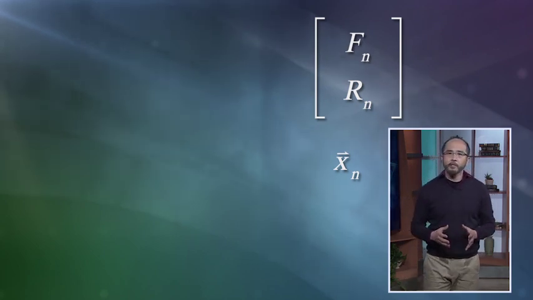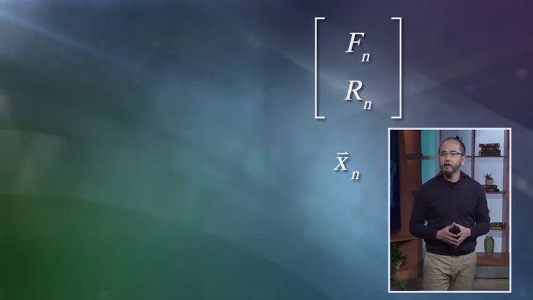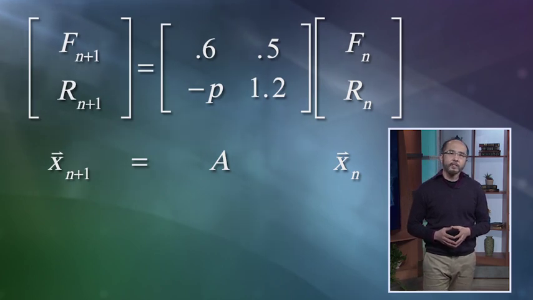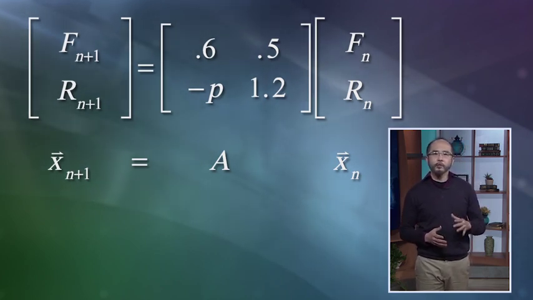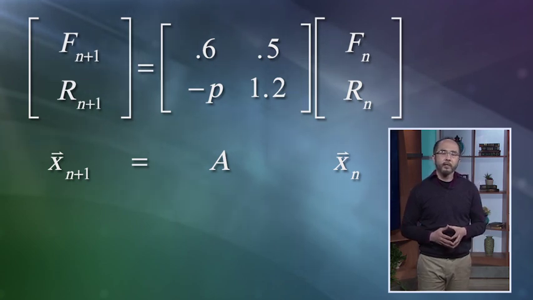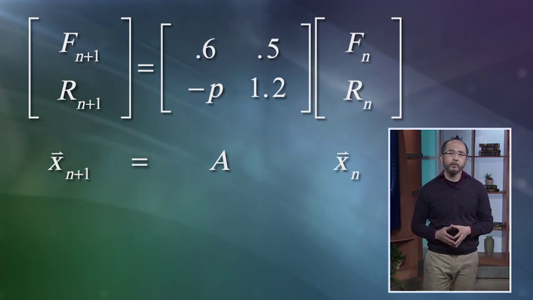We'll call the population vector x sub n, which has components f sub n and r sub n. Then our model is telling us the vector x sub n plus 1 is some matrix A times the vector x sub n. The matrix has entries 0.6, 0.5, minus p, and 1.2.